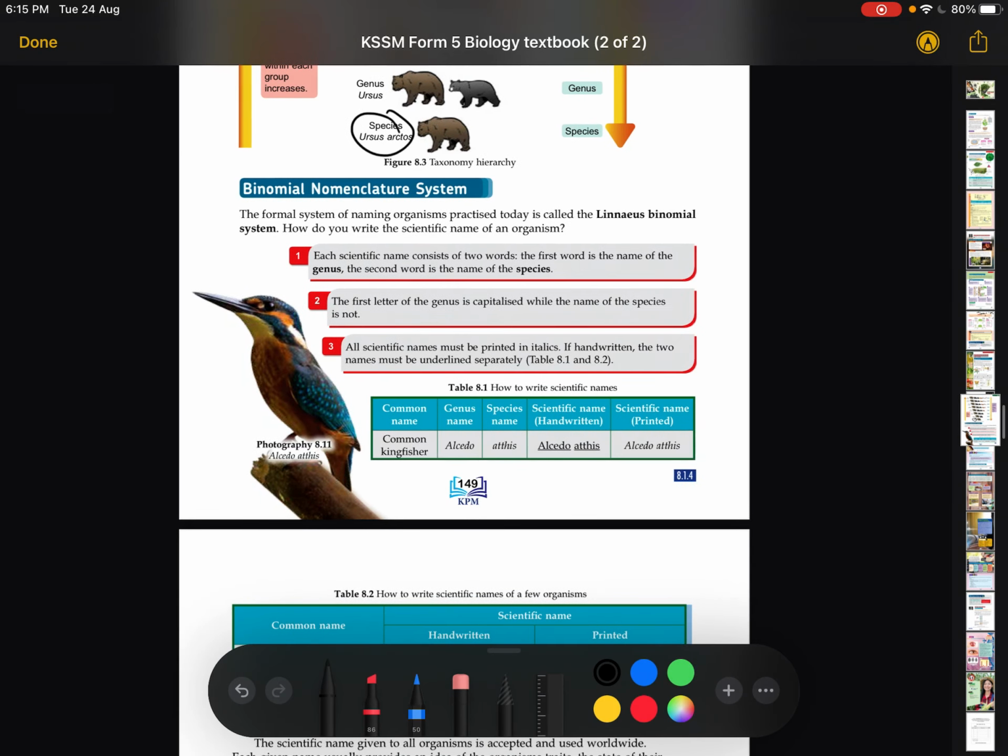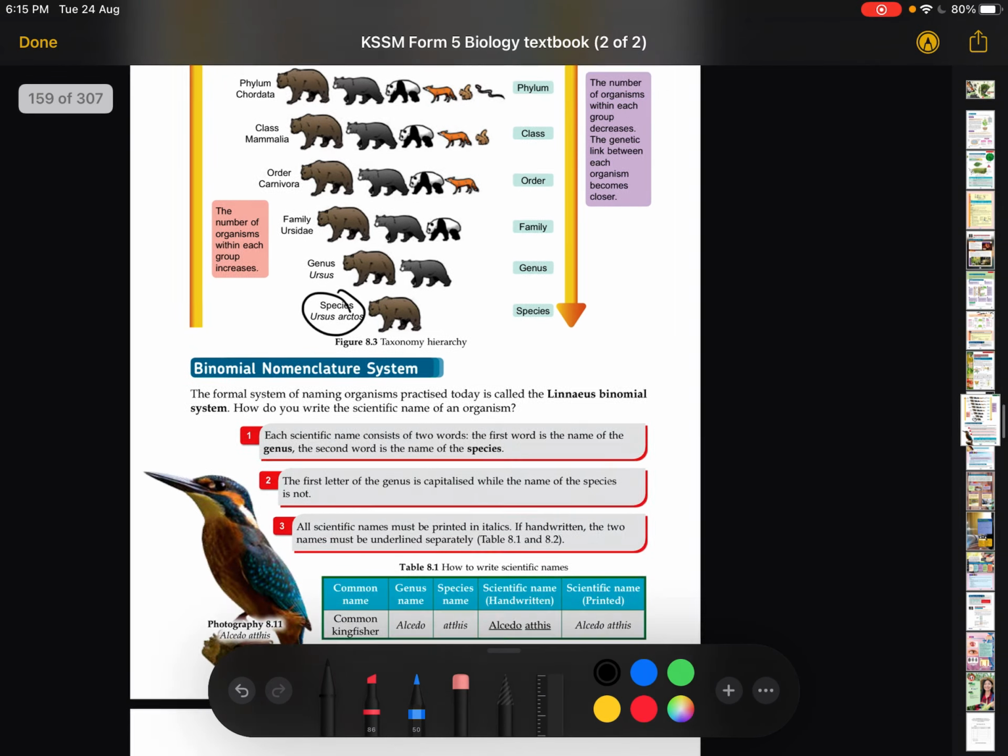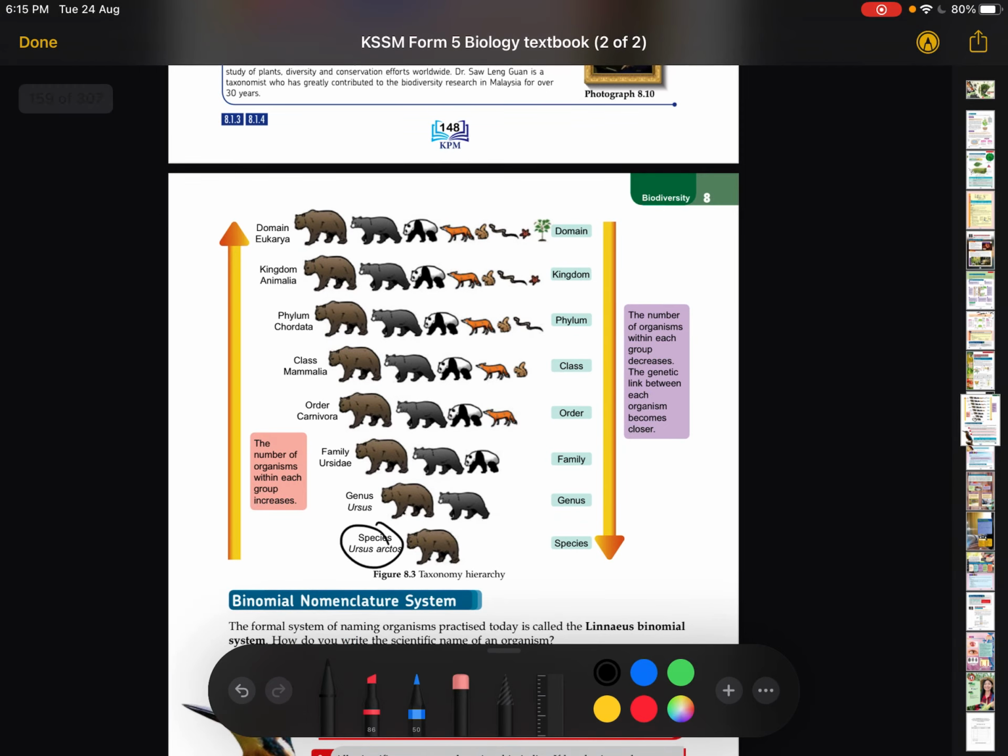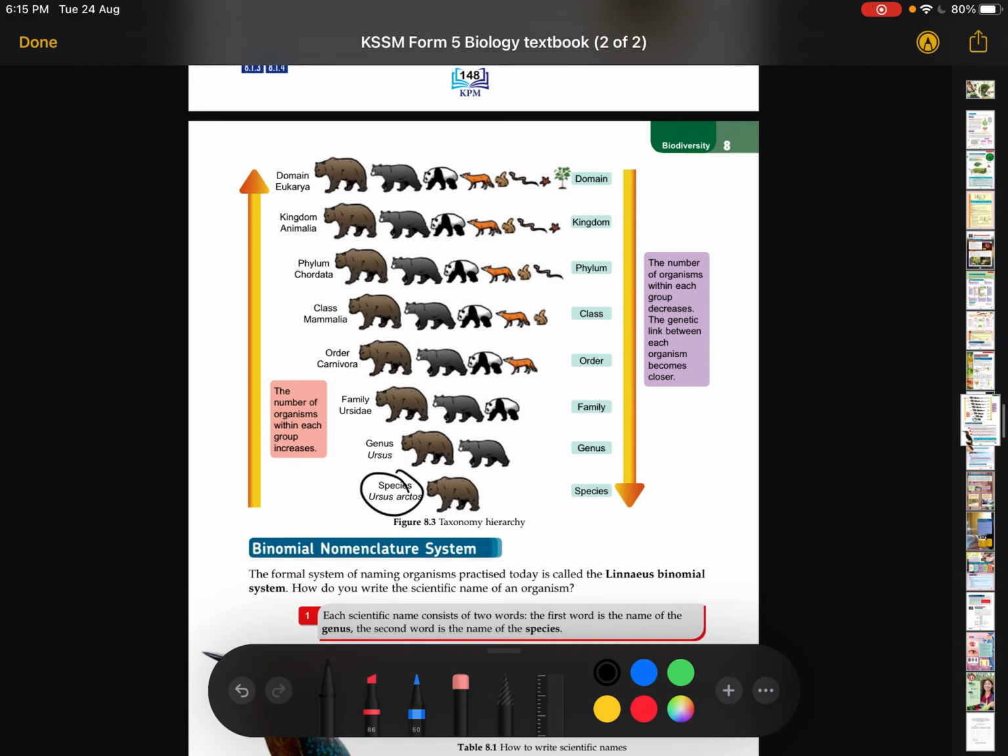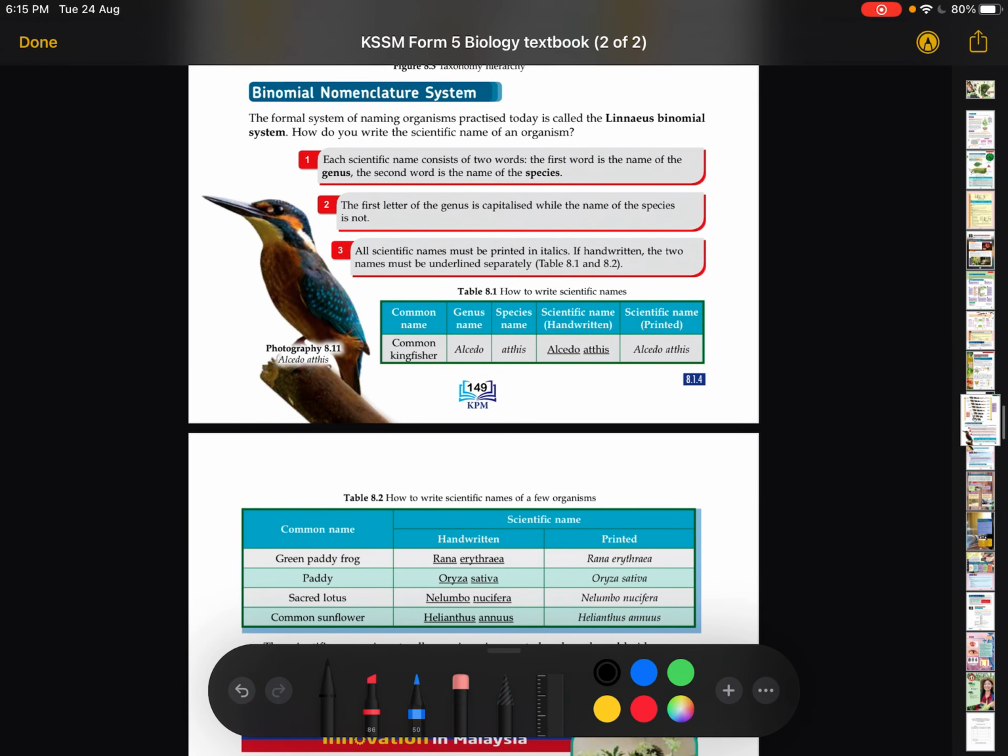Next is, how do you name this? You now know how to classify them according to the hierarchy system. But how do you give them a name? You can't just give them a whole name called Eukarya, Animalia, Chordata, Mammalia, Carnivora, Ursidae, Ursus, arctos. So instead, we use the Linnaeus binomial system, which is to name them based on their genus and species together, and these names are based on Latin, and they must be italicized or underlined if you're writing them down.